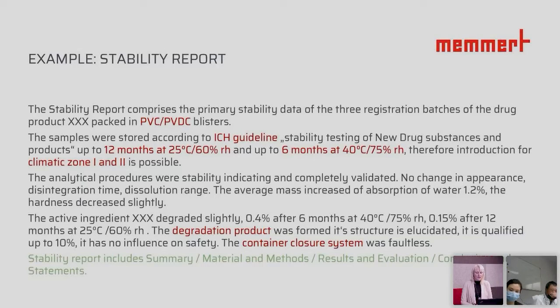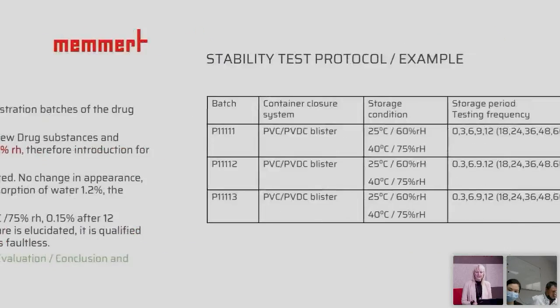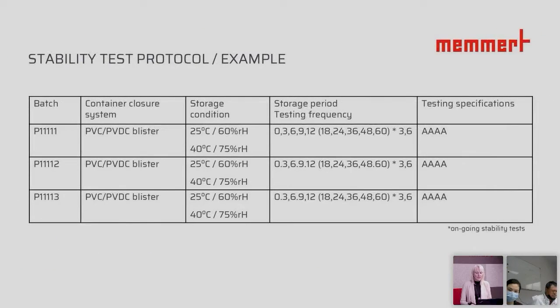The degradation product was formed. Its structure is elucidated. It is qualified up to 10%. It has no influence on the safety. The container closure system was faultless. So that is an example of this stability report. And that gives information here. Furthermore, we also have an example of the test protocol. When we look at this test protocol, you can find that the 3 different batches for the registration are mentioned.